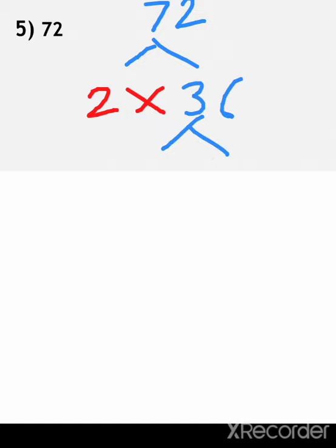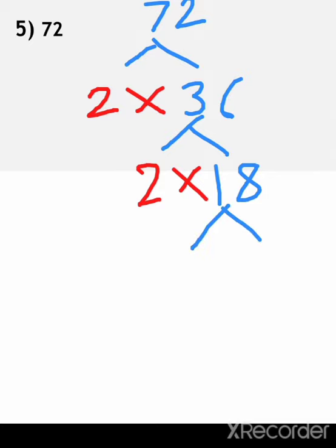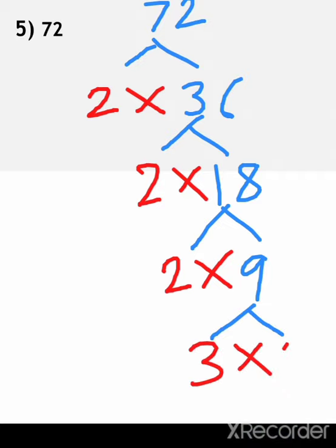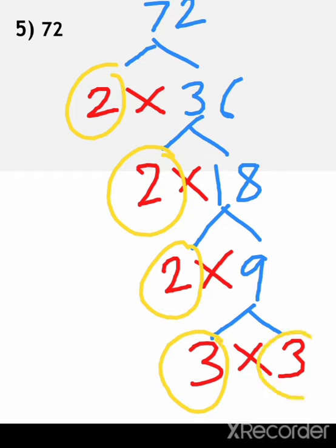Again even number, so I'll divide by 2. 2 18s are, 2 1s are 2, 2 8s are 16, 2 18s I'm getting 36. Again even number, so I'll divide by 2. 2 9s I'm getting. Now 9 is not an even number, it is divisible by 3. Okay, 3 3s are 9. So what are the prime factors? Circle them. I'm getting 3 times 2 and 2 times 3.